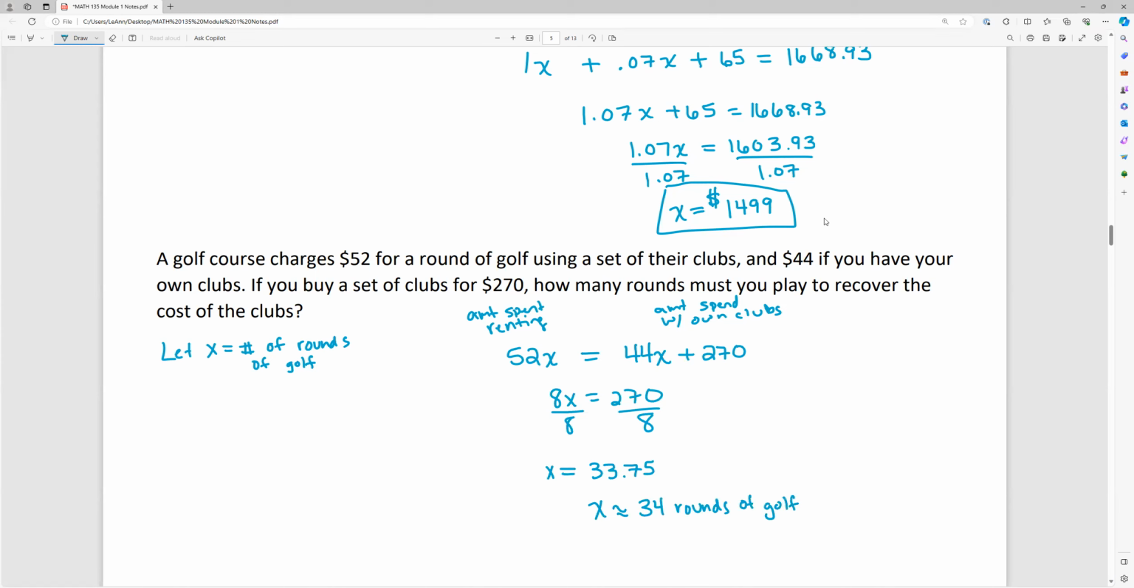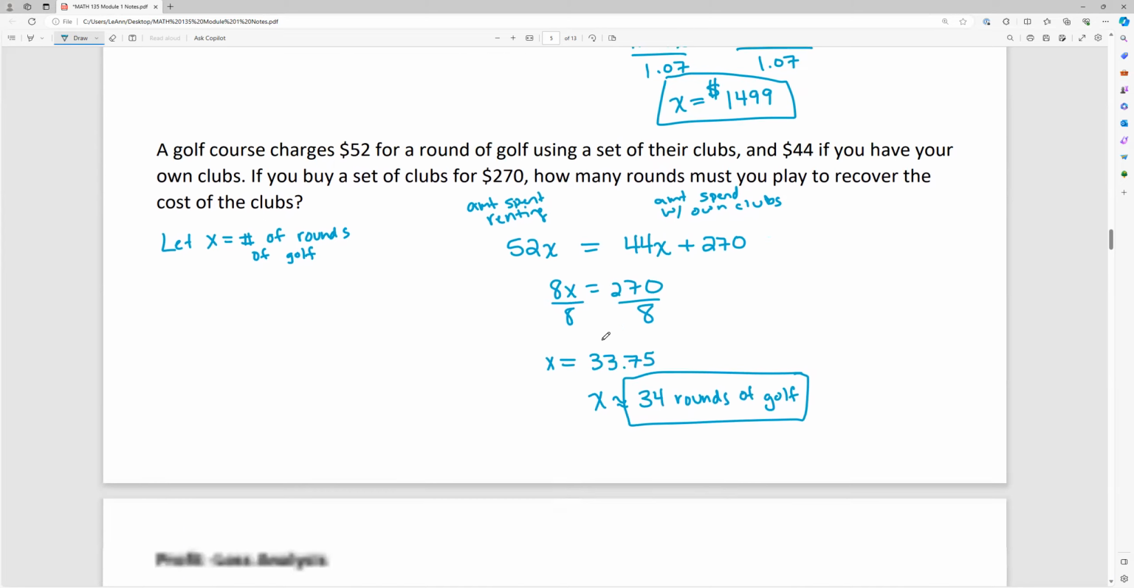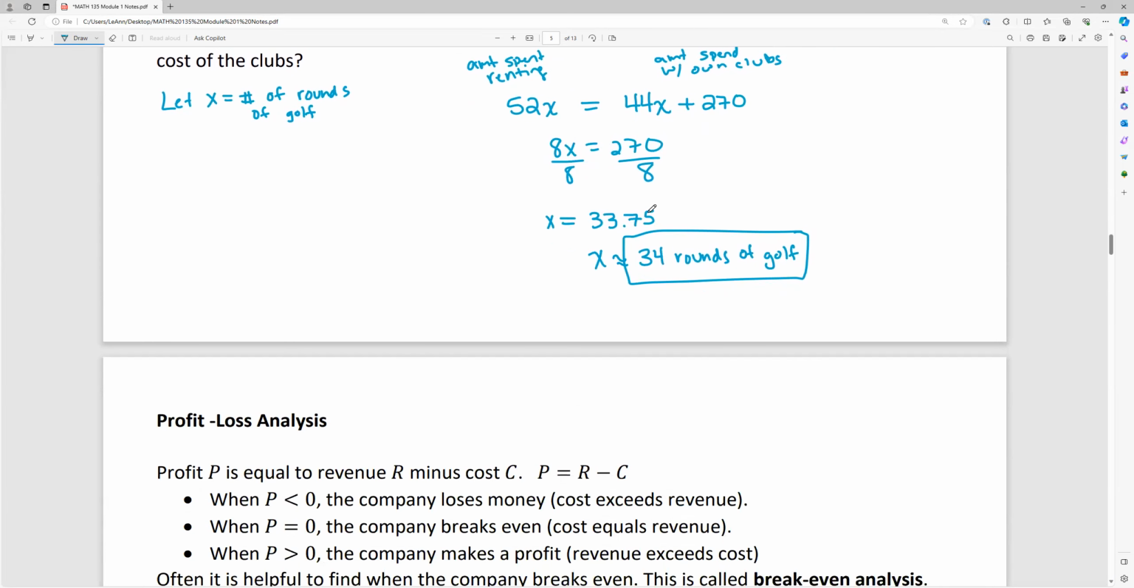So I'm going to round this up since it's 0.7, to 34 rounds of golf. After that point, any new rounds of golf that they play, they're going to be saving that $8 every time. Okay. But they do have to recoup the cost of what they spent on the golf clubs.